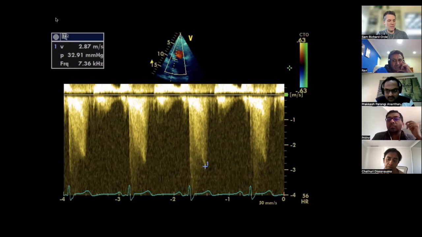What was the Doppler? Sorry, I missed it. So continuous wave Doppler. Thank you very much. Across the aortic valve. So we can see that there is acceleration across the LVOT, and there are two peaks, so this could either be an aortic stenosis or it could be an LVOT obstruction.